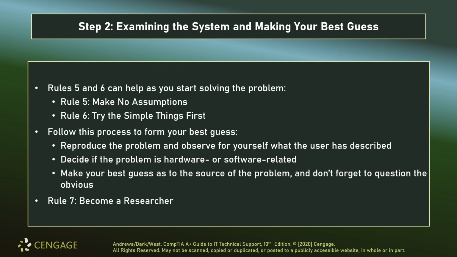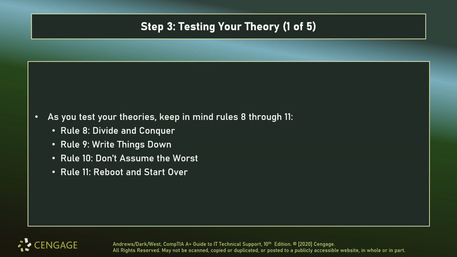Rule number 7, of course, become a researcher. Go in and dig and find different resources that you can use to try and enhance your ability to get through problem solving. As you test your theories, rules 8 through 11 are very helpful. Divide and conquer. We want to take on one piece at a time. We want to write things down. We don't want to skip over steps. Don't assume the worst. Let's start simple and work our way up.